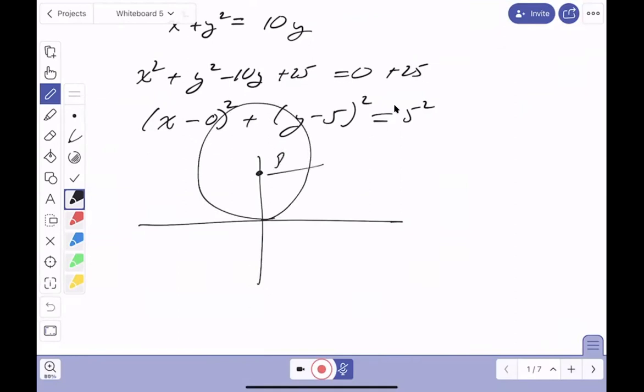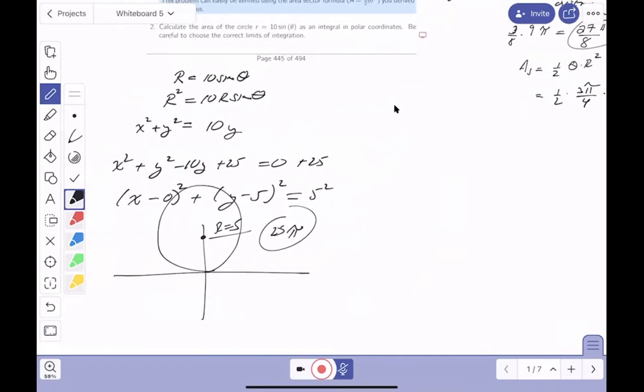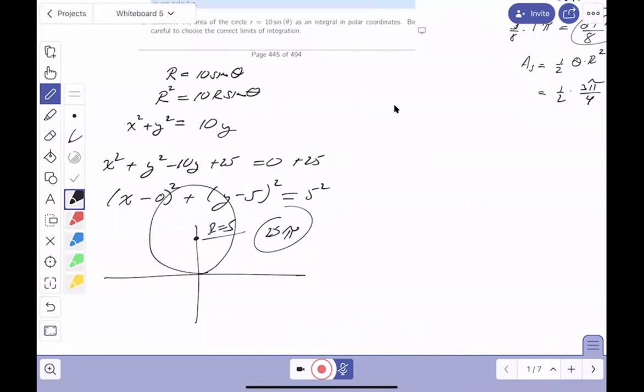So radius of 5. But I realize my circle doesn't look great. So what's the area of that circle? Pi r squared, so it's going to be 25 pi. All right, that's the area of that circle. So what they told me to do, though, is write it down as an integration in polar form. So I think I can do that. It's the limits of integration that causes trouble.